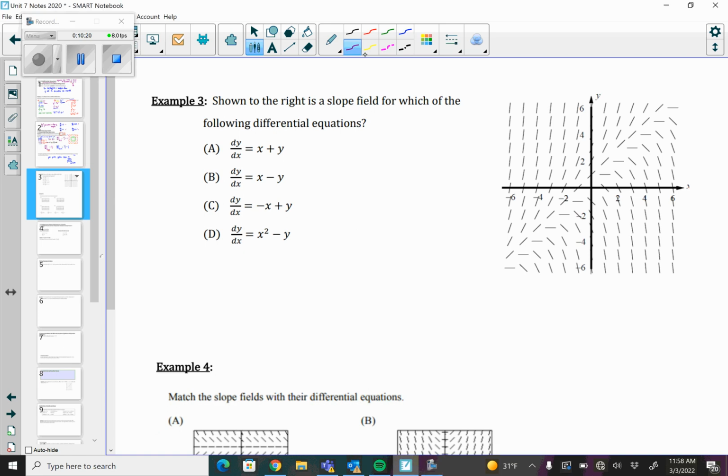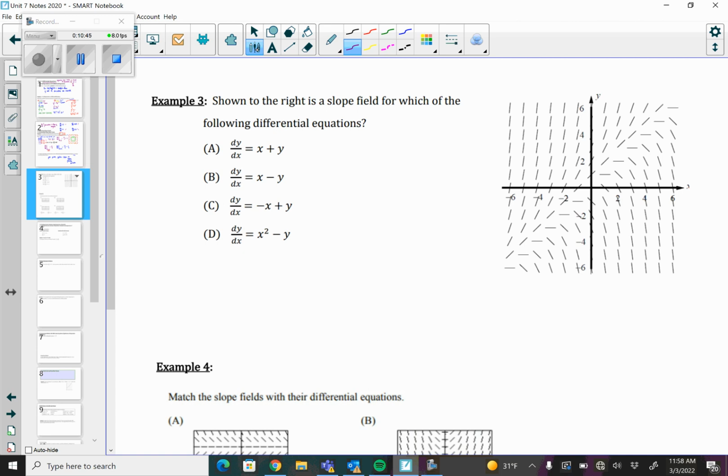Let's look at two other examples of slope fields. Notice in example 3, we are given a slope field. We do not have to calculate the slope field. It says, shown to the right is a slope field for which of the following differential equations. Now, one way you could answer this question would be by going through each of these differential equations and drawing out a slope field. I would highly suggest not doing that. That is going to take way too much time.